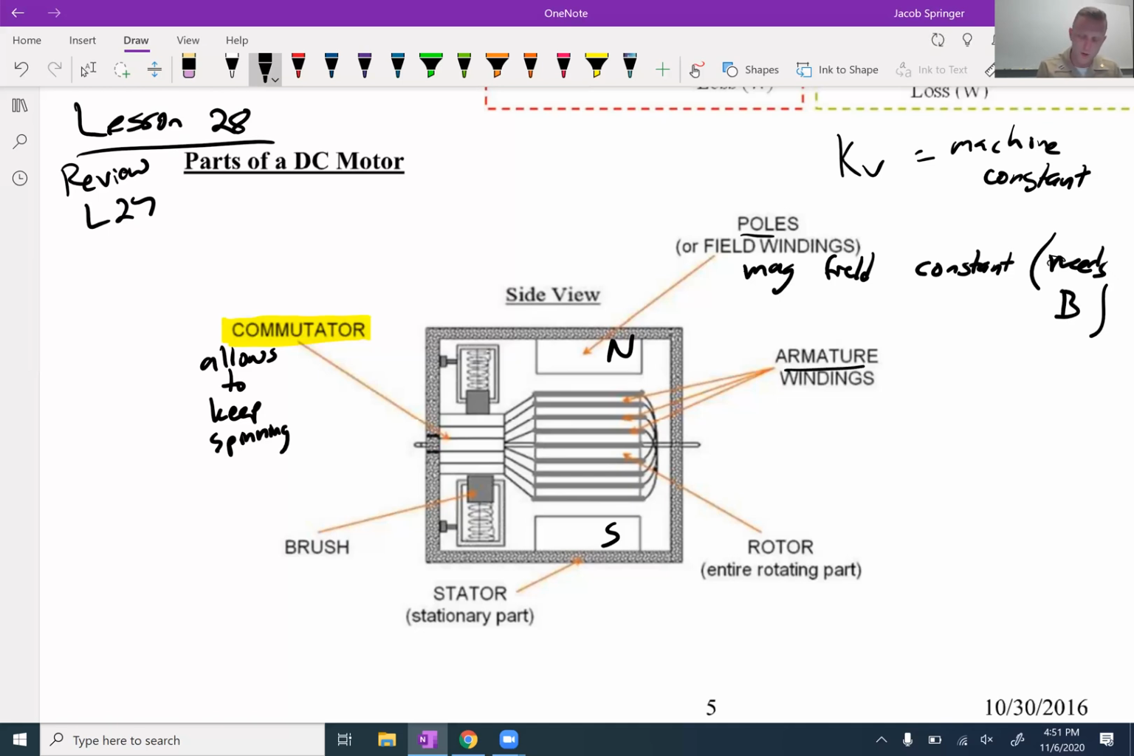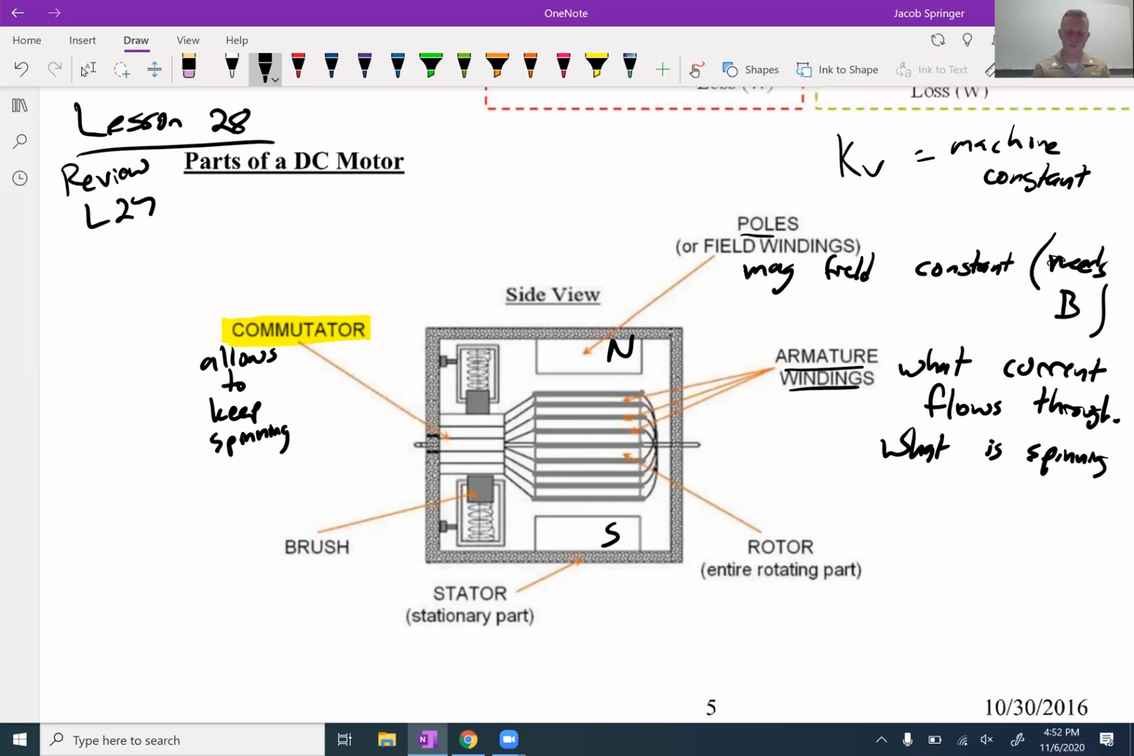And these are the armature windings. This is what current is flowing through, and also what is spinning. It's the current that's flowing, but then it's spinning, and the spinning is coming from the Lorentz force. And everything that's spinning together is called the rotor, right? It's what's rotating. So both the armature windings and the commutators are a part of the spinning part.